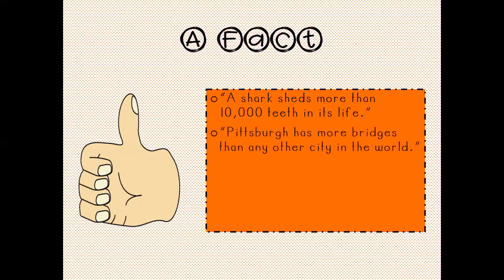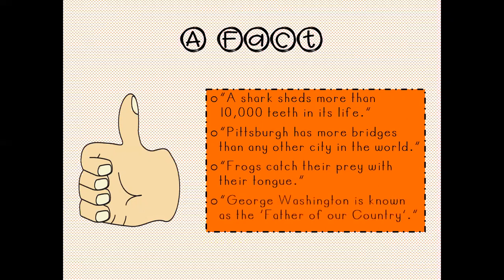Pittsburgh has more bridges than any other city in the world. Frogs catch their prey with their tongue. George Washington is known as the father of our country. Now, these facts should be interesting and exciting. We don't want to say something just like, a shark lives in the ocean.